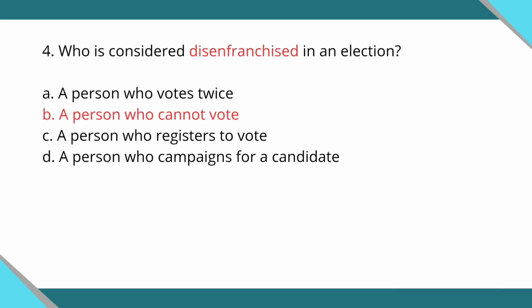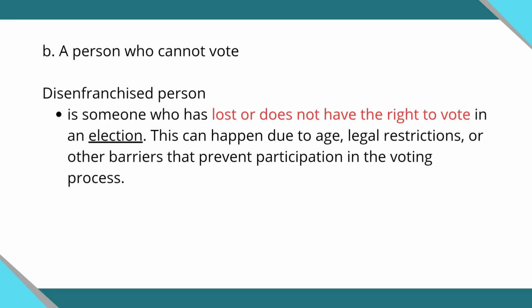The correct answer is letter B. A person who cannot vote. A disenfranchised person is someone who has lost or does not have the right to vote in an election. This can happen due to age, legal restrictions, or other barriers that prevent participation in the voting process.